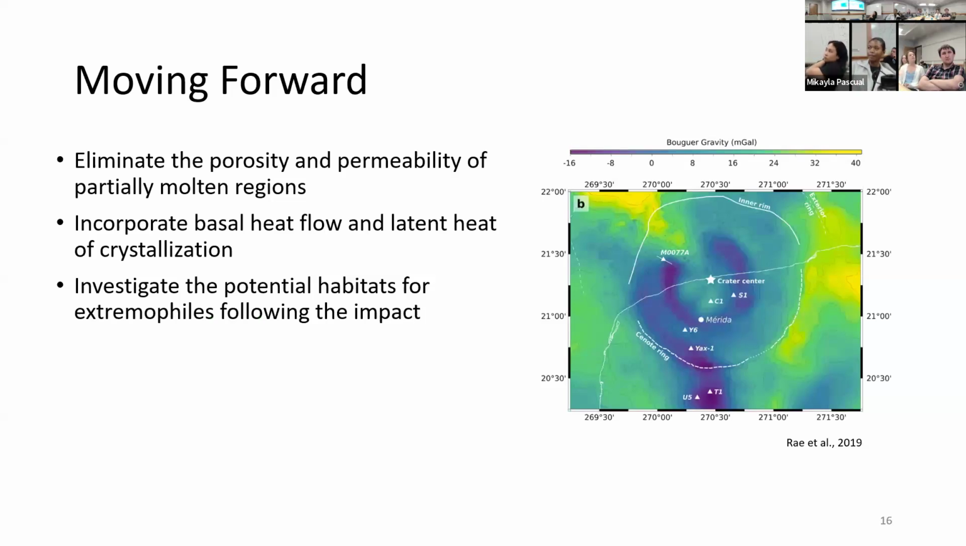Yeah, and that's about where we're at right now. Hopefully by the time LPSC rolls around, we have results.